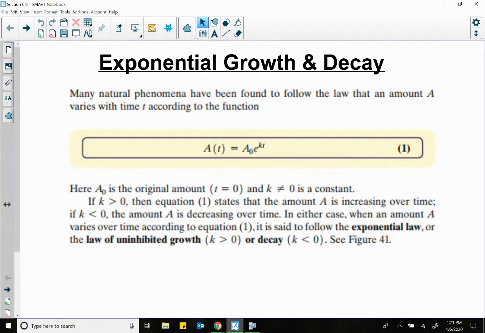The last section for college algebra of this semester. You did it. You made it. Section 6.8. In section 6.8, all it is are word problems over exponential growth and decay.